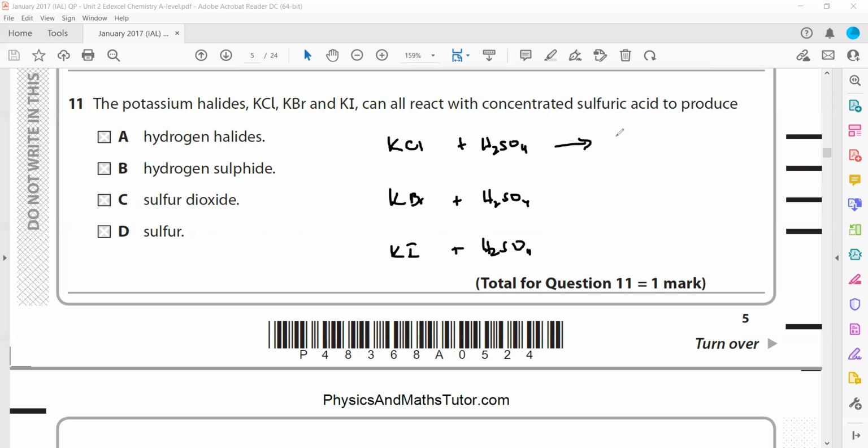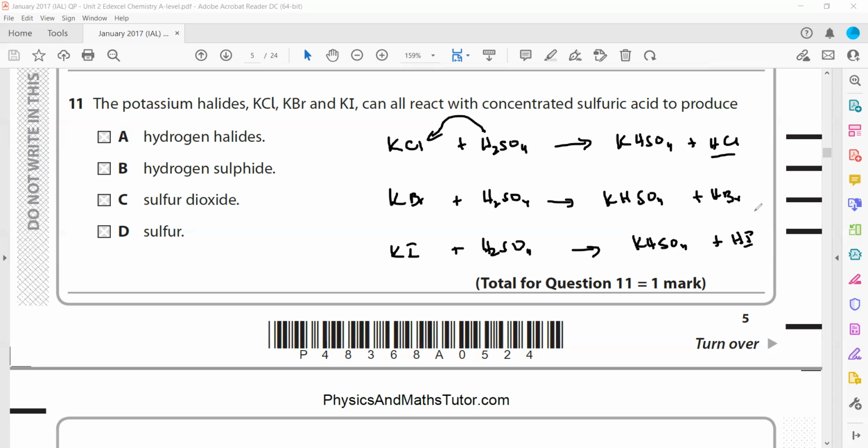So what will it produce? This will produce potassium hydrogen sulfate plus HCl. This will produce potassium hydrogen sulfate plus HBr. And this will produce potassium hydrogen sulfate plus HI. The first reaction is an acid-base reaction, because acids are proton donors and bases are proton acceptors, so it donates a proton, and that is transferred to form KCl plus HI. So the first reaction is always to produce hydrogen halide.